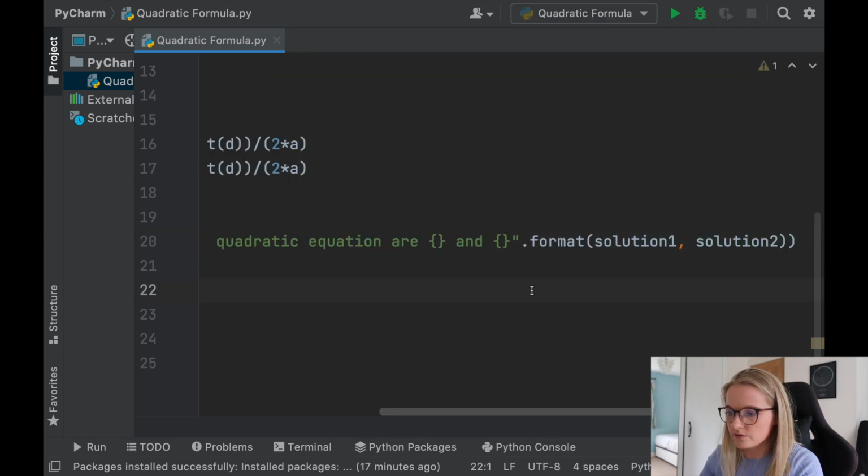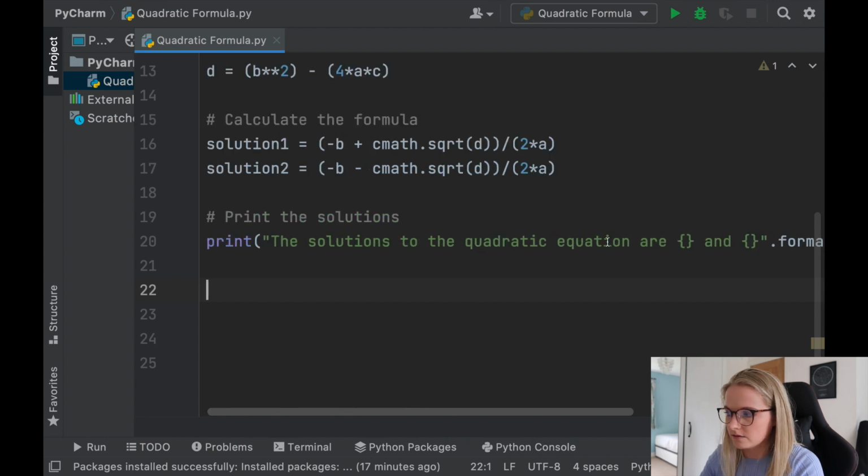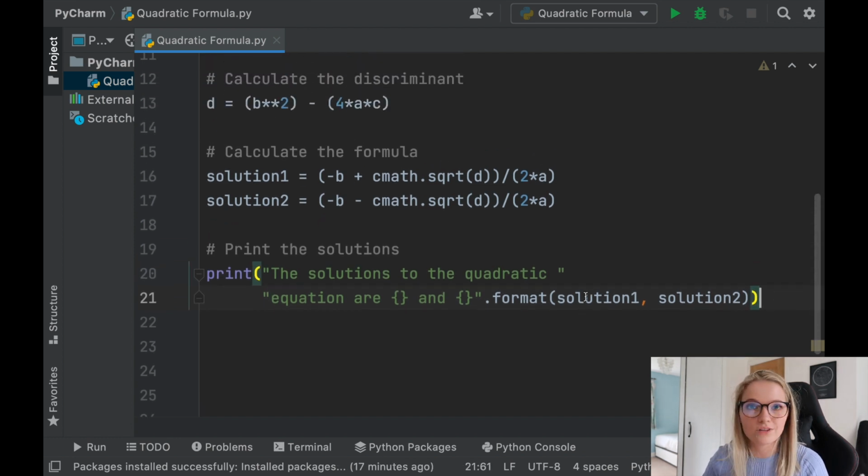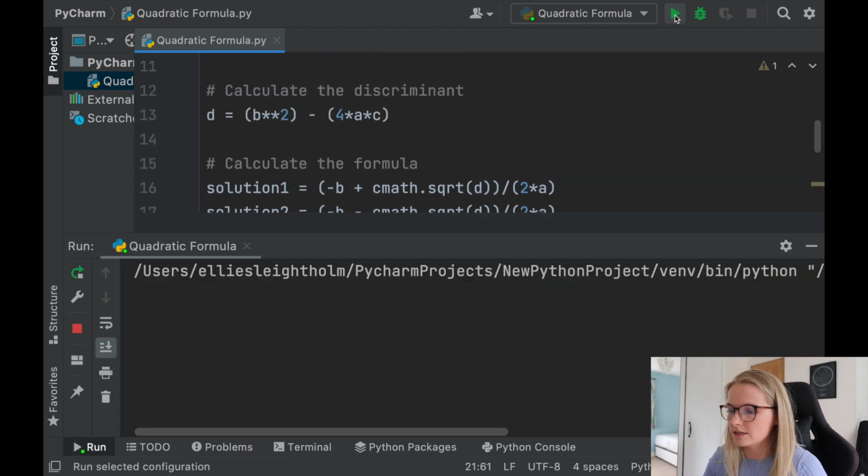So this has gone off the screen slightly. You can press enter up here and it'll continue to do it. So there we go. The solutions to the quadratic equation are solution 1 and solution 2. And all I'm going to do now is run the Python file and show you what happens.